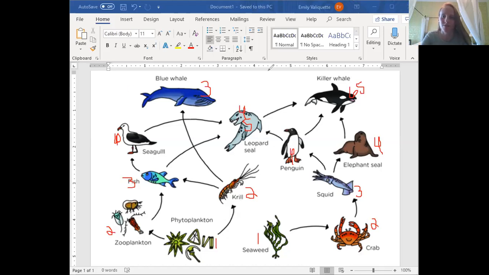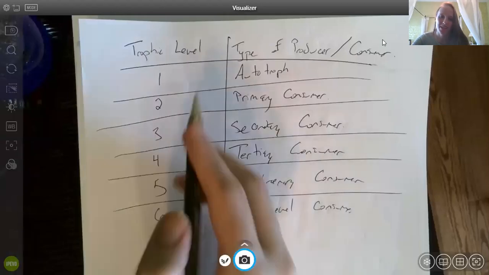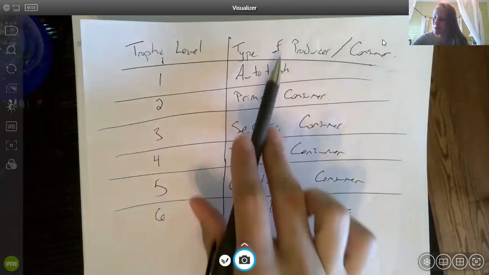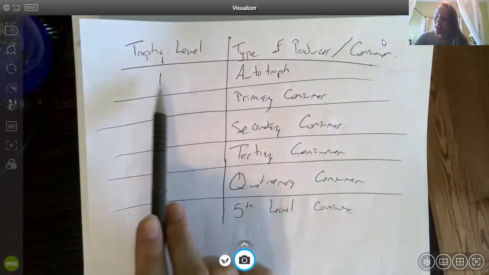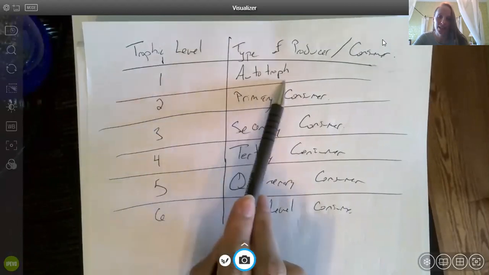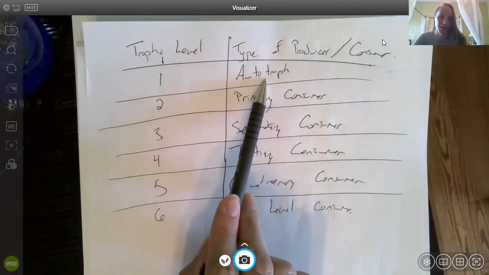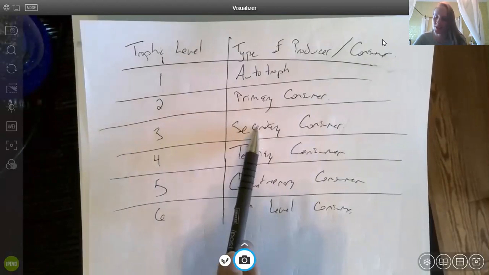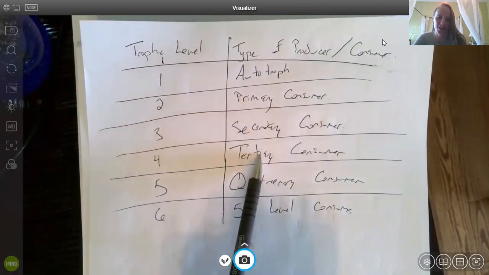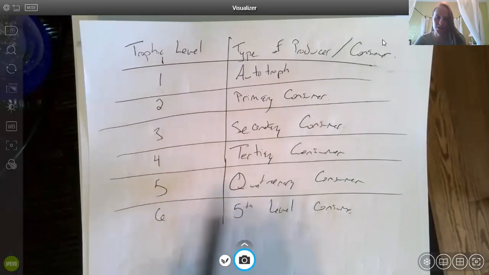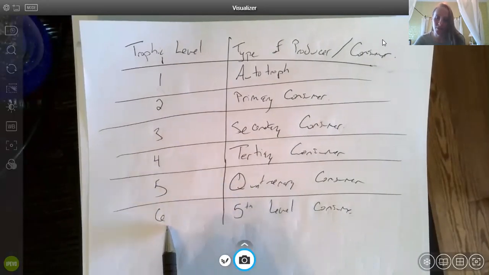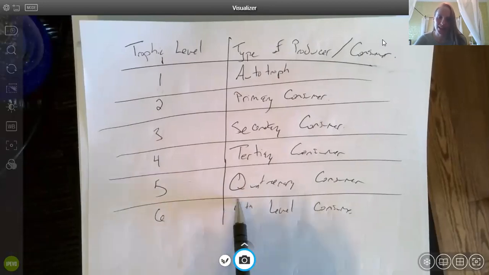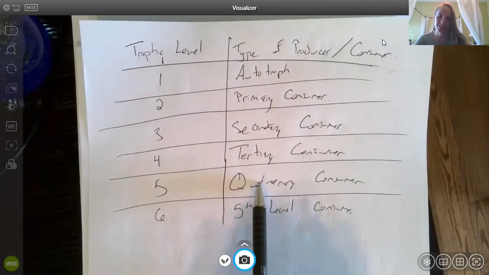Actually, I think I'm going to write this out for you guys. Okay, so we have our trophic levels on one side here, and then the type of producer or consumer on the other side. So whenever you have a number 1 for your trophic level, it is an autotroph. Again, it could be a photoautotroph or a chemoautotroph. Those are also called producers. Anything in the 2nd trophic level is a primary consumer. 3rd trophic level is a secondary consumer. 4th trophic level is a tertiary consumer. 5th trophic level is the quaternary consumer. That's as high as we go in specific names for consumers. So anything that's in the 6th trophic level, we just call a 5th level consumer. Okay? Again, the level of consumer is 1 less than the trophic level.